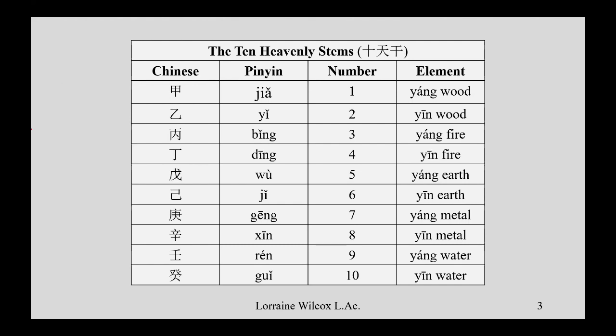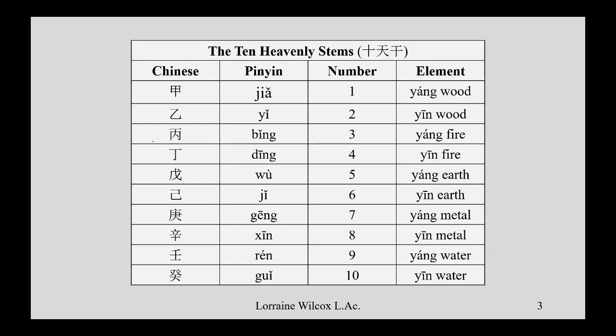And so they have names in Chinese: Jia, Yi, Bing, Ding, Wu, Ji, Geng, Xin, Ren, and Gui. And they're always in the same order. So they have numbers associated with them. So Jia is number 1 and Yi is number 2 and so forth. Note that odd numbers are yang and even numbers are yin, and this goes with these stems as well. The odd number ones are yang, and the even number ones are yin, and they're also associated with an element.